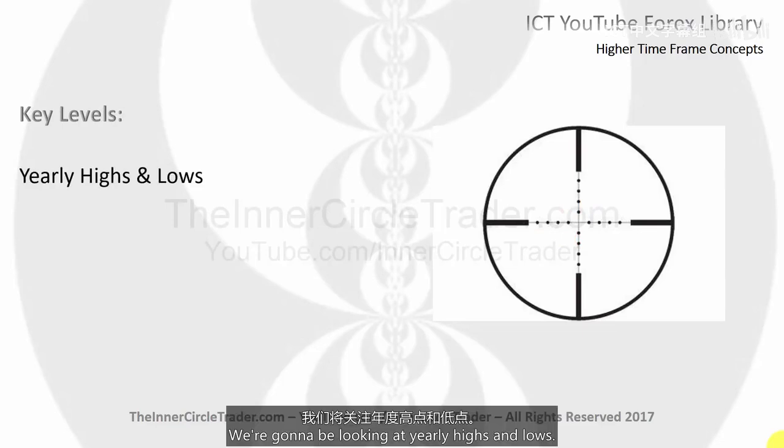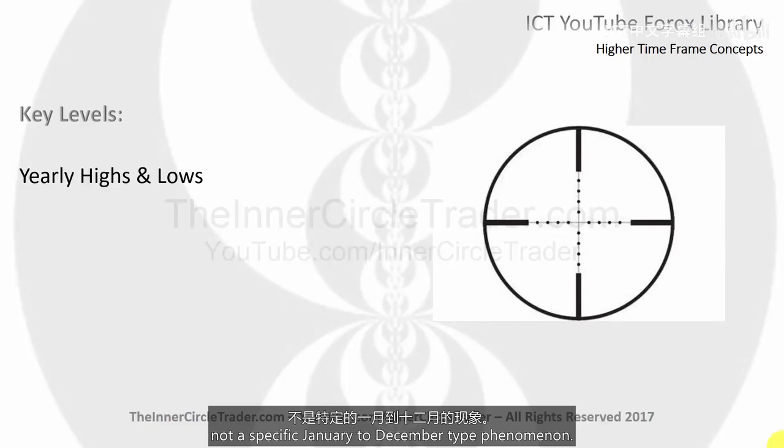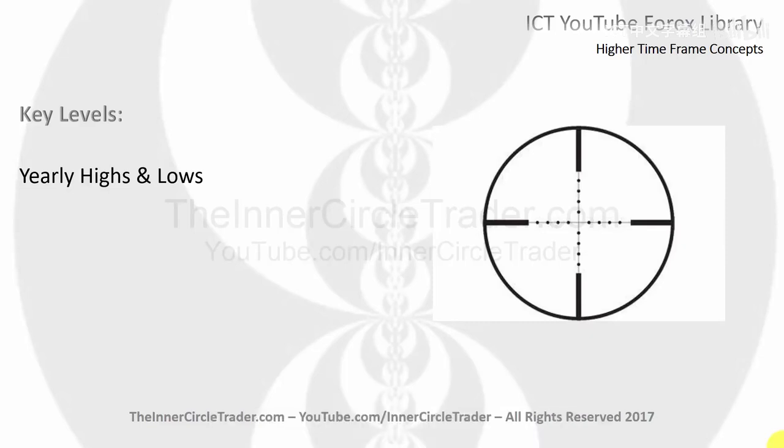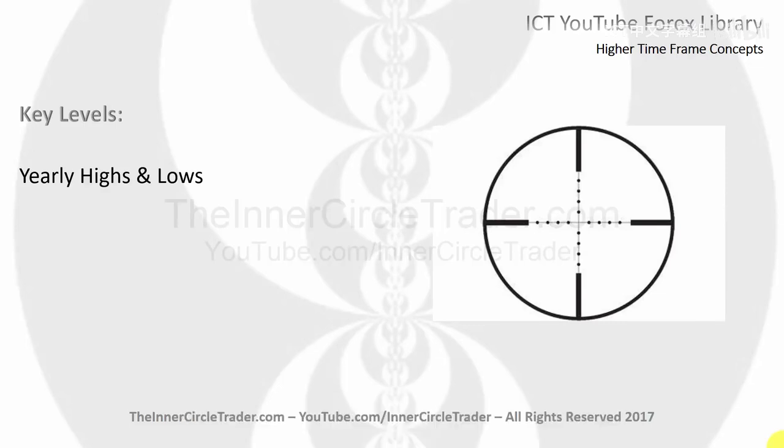We're going to be looking at yearly highs and lows. That means the last 12 months. And this is a rolling calendar, not a specific January to December type phenomenon. So whatever today is, go back 12 months, and we'll see what the yearly high and the low is respective to those points.